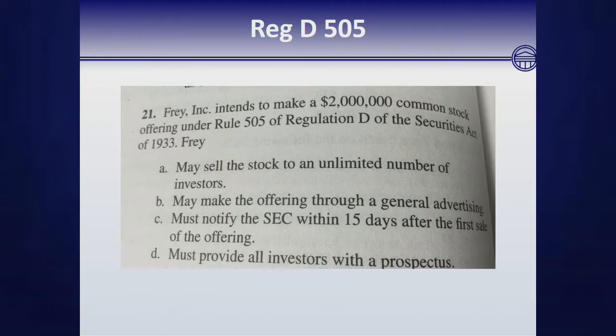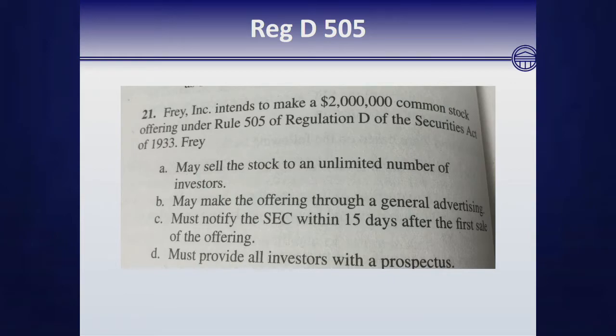Question 21, Regulation D, Section 505 exemption. Fry, Inc. intends to make a $2 million common stock offering under Rule 505 of Regulation D of the Securities Act of 1933. Fry, and your answer is C, must notify the Securities Exchange Commission within 15 days after the first sale of the offering. So this is your answer.